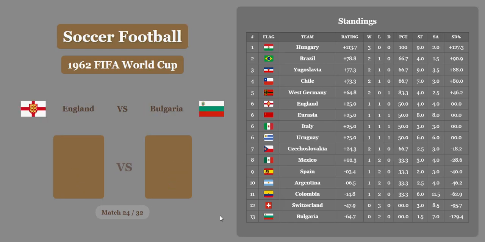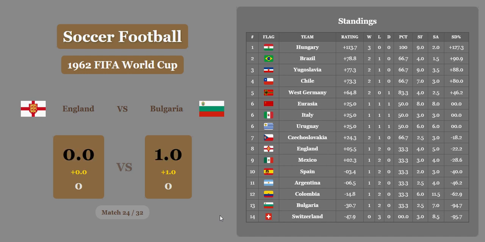Now England versus Bulgaria. And Bulgaria is going to win on the economic difference. They'll get a whole goal, so they can get out of last place now too, but not by much. They're up in 13th now. England falls to 8th place. We're going into match 25.